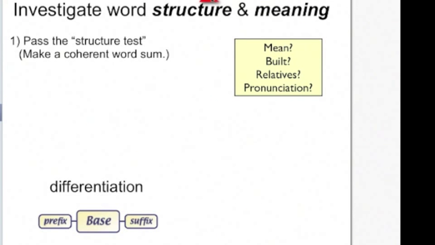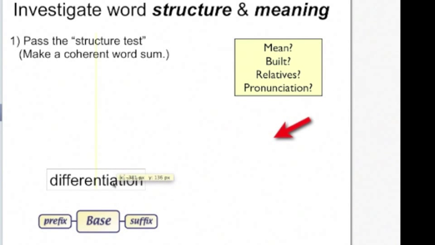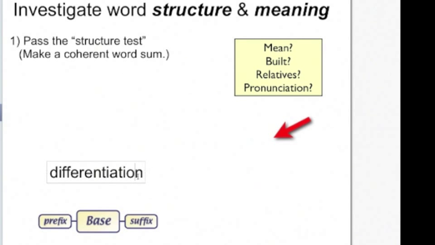The structure test is, can we make a coherent word sum? And a good part of their video is trying to sort out the word structure, but with word sums. The first thing that Anne does that is so great is the kids have these great ideas, but she makes sure that she makes them write them down. And write them down in a word sum. So you write your hypotheses of the structure.